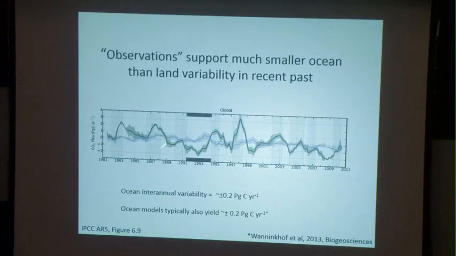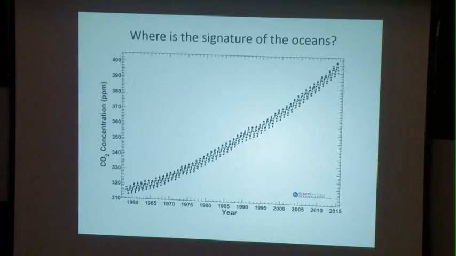On the other hand, we don't have some of the same ability to track the ocean. So I asked this as a kind of a question for the audience. Where is the signature of the ocean in this record? So think about that for a minute. Well, one thing I told you about is that the rise would be higher if the oceans weren't taking up CO2. So one piece of the signature is it's controlling the overall growth rate.